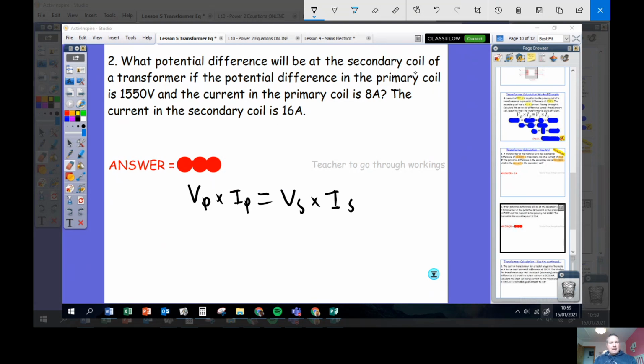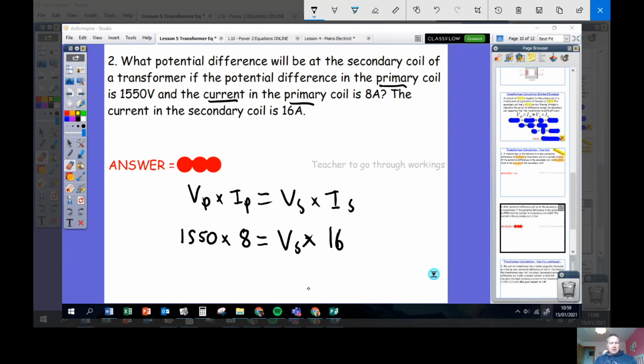Let's have a look. My primary voltage, the primary coil is 1,550 volts times my primary current. There it is there. Current in the primary coil is 8. The secondary voltage, that's the one I'm looking for. That's my mystery number. Times the secondary current is 16 amps. There you go. Oh, I don't need to write A for amps. That's a bit of extra work there. So that's my sum.